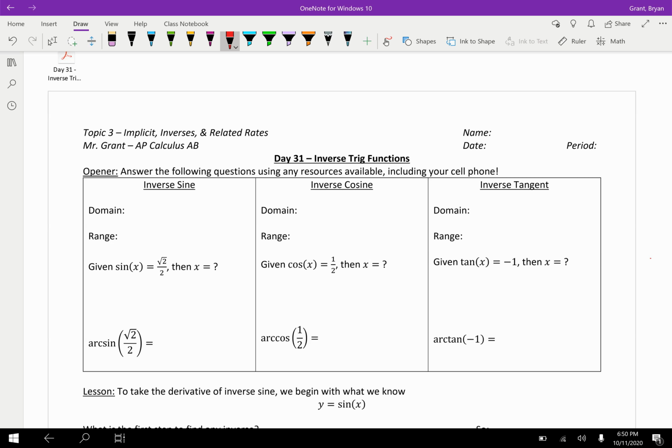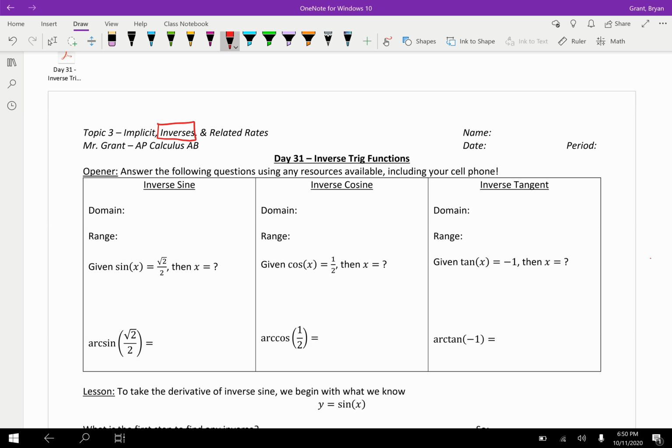Welcome to the second part of topic 3. At this point, we've spent 3 days on implicit differentiation, so hopefully you're feeling pretty comfortable with that. We're actually going to use it one more time today and then a bunch in related rates, so you won't forget it and you'll get more practice. But this moves us fully into the second part of topic 3, which is derivatives of inverses.